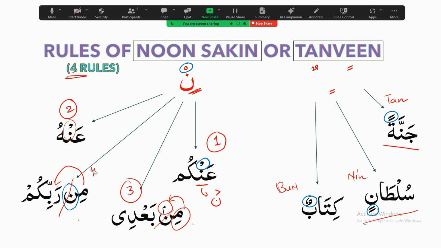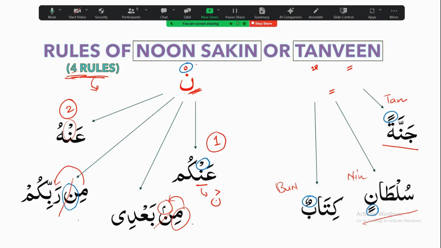Okay, so these are the four possibilities that we can do with noon sakin, and the same will be the case with the tanween as well. We will inshallah do this as well. So these are the four things that we do with noon sakin and tanween whenever they come. We will just have to pick from these four rules which rule to apply whenever we see noon sakin or tanween. So you are not supposed to worry that the rules are kind of difficult or something like that.